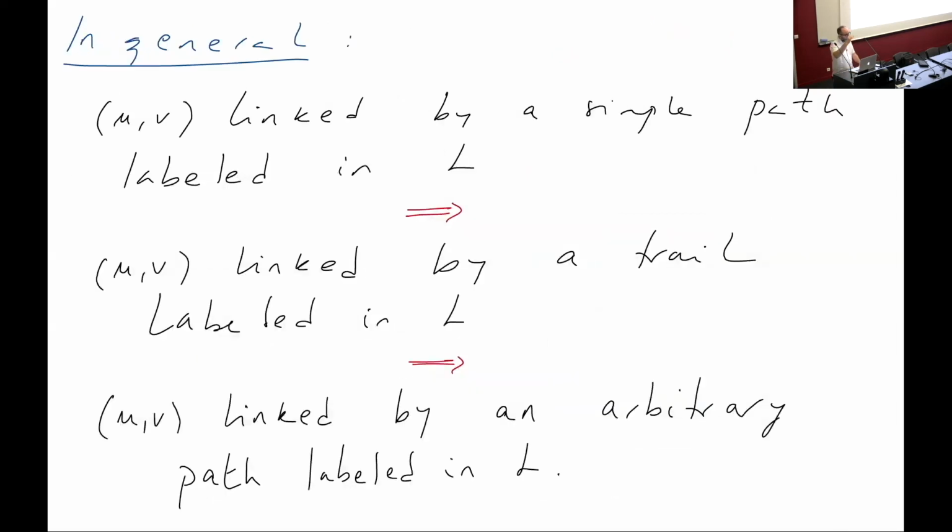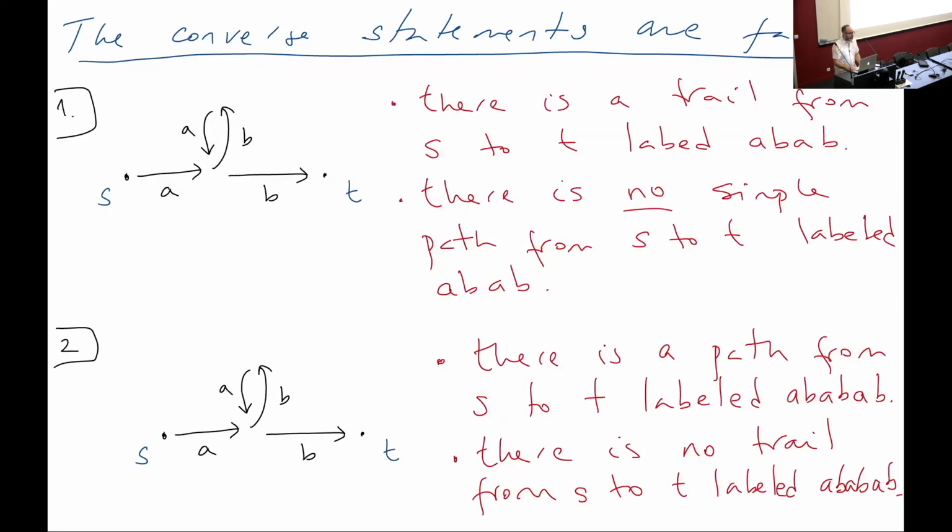So in general, there is an inclusion between these semantics. If U and V is linked by a simple path labeled in L, then it is also linked by a trail labeled in L, right? So if you don't go twice over the same node, you cannot go twice over the same edge. And if you are linked by a trail labeled in L, then you are linked, of course, by an arbitrary path labeled in L. But the opposites are not true. So these semantics are one more restrictive than the next one.